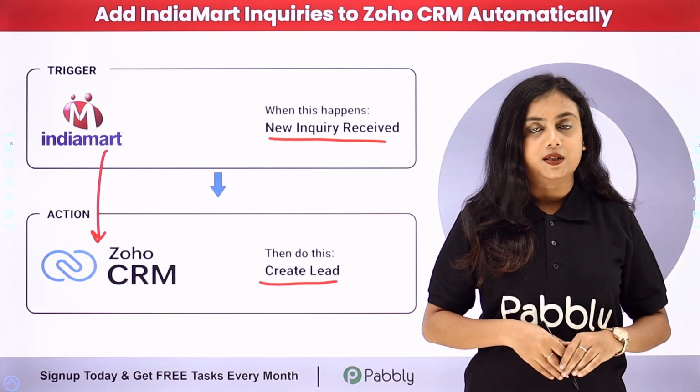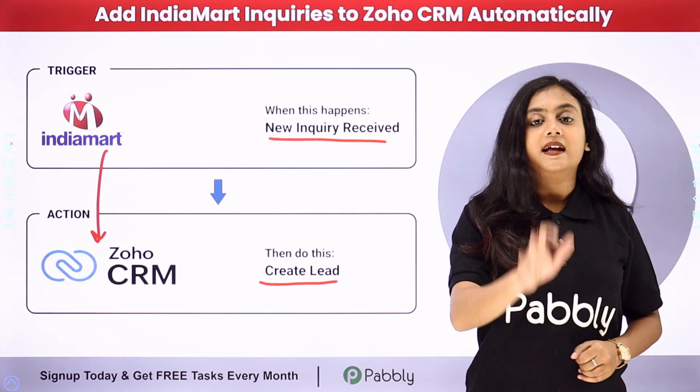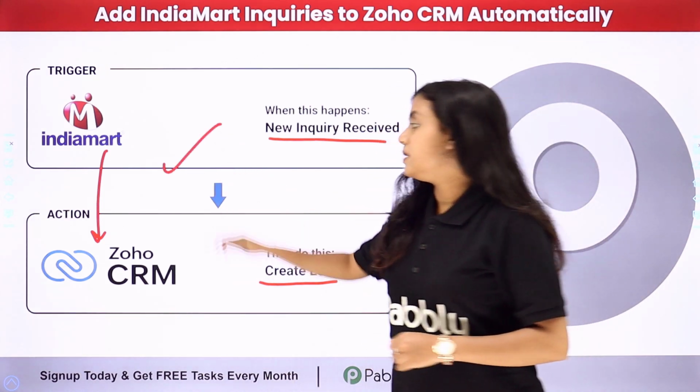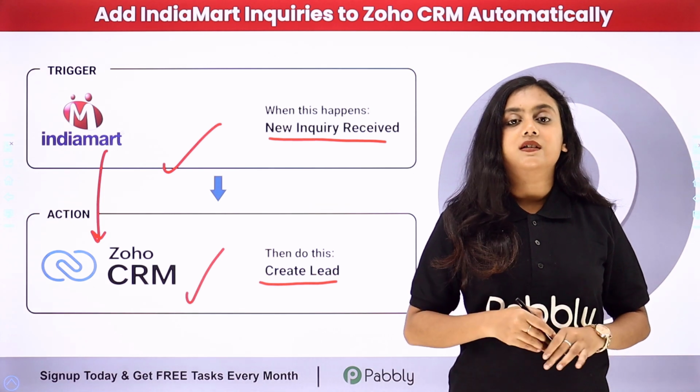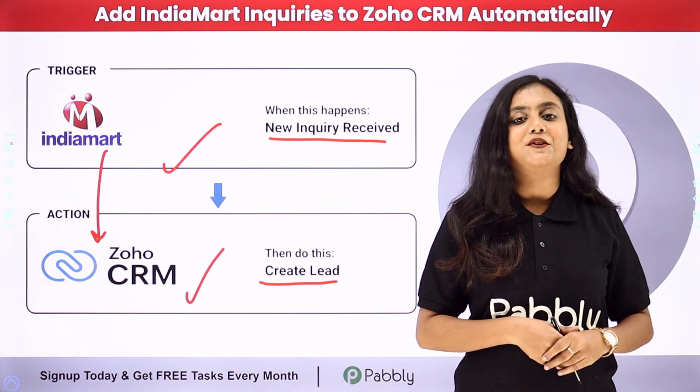Pabbly Connect runs on two principles, that is trigger and action. In this process, my trigger application is going to be IndiaMART and my action application is going to be Zoho CRM. If you want to learn how to do this automation, then let me take you all to my screen.